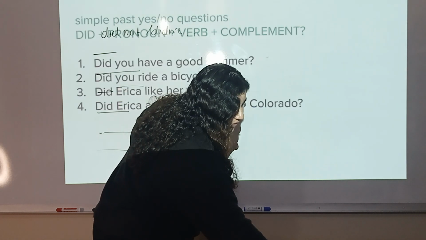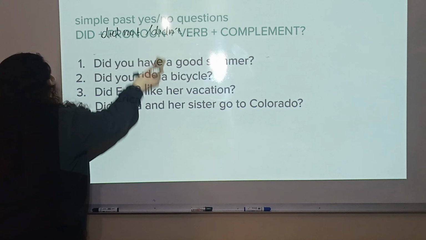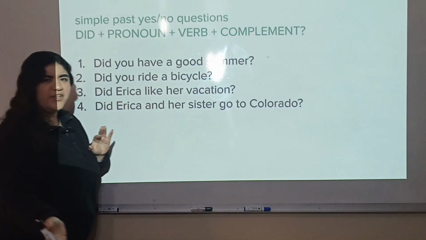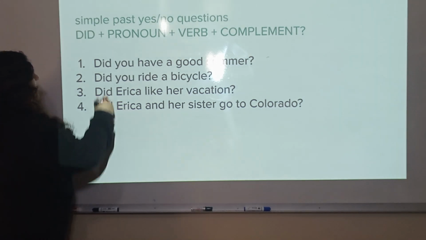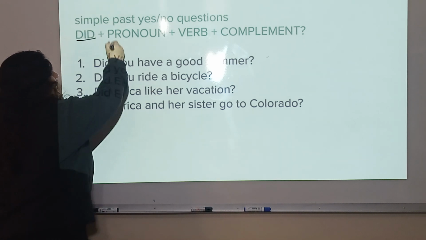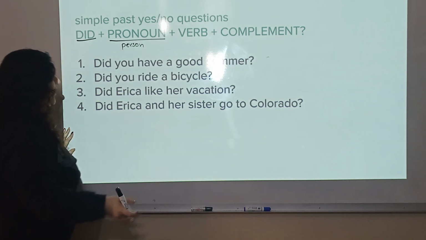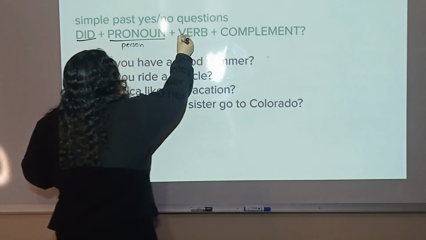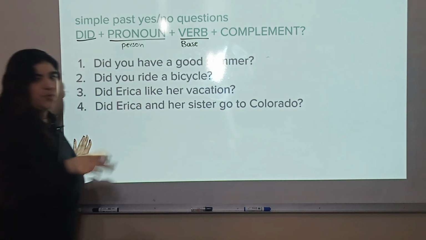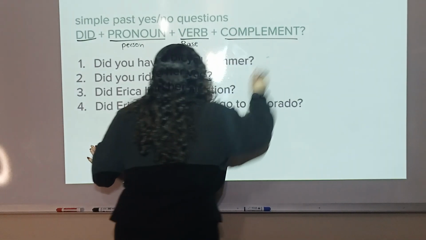So, to practice questions, we see that we also have a bit of a formula here. This works both for regular and irregular verbs. The formula goes like this. We start with our auxiliary did, then the pronoun or the person or the thing that we're asking about, and then the action. And here, this action is also going to be in its base form. We're not going to modify it into the past. And then we can add a complement to the question.